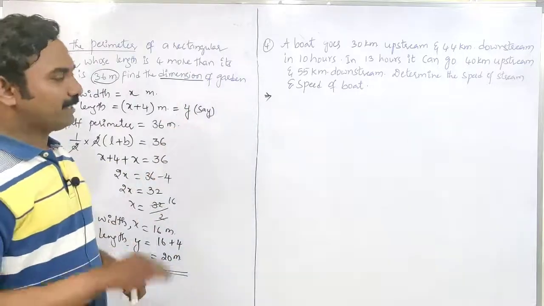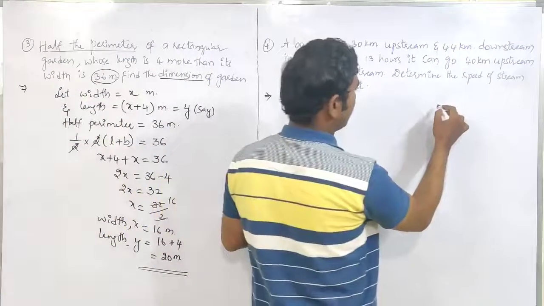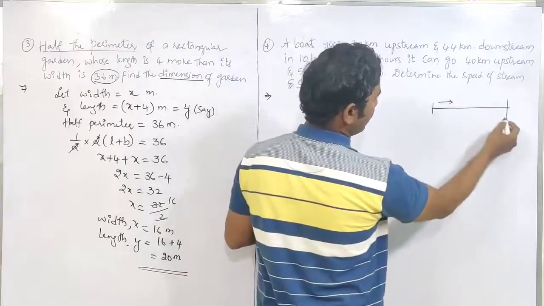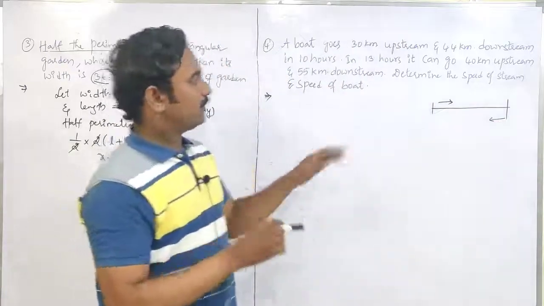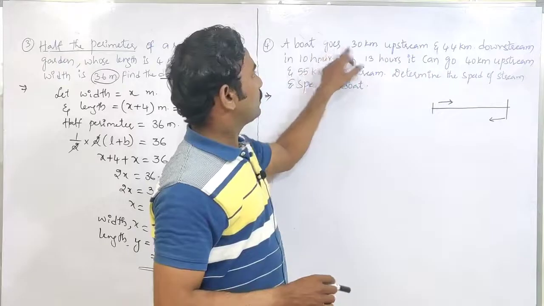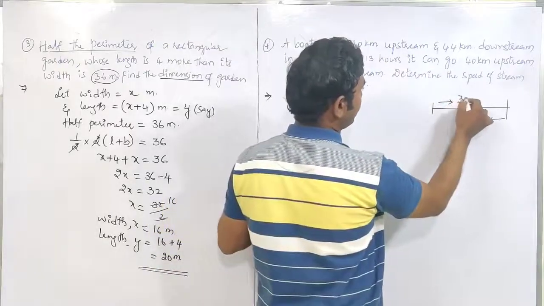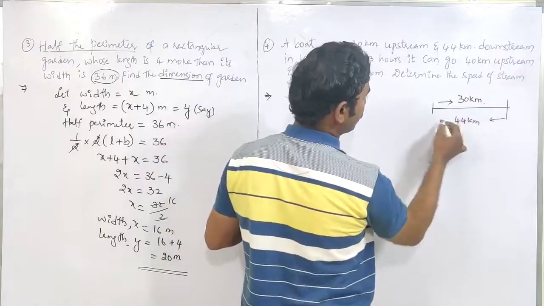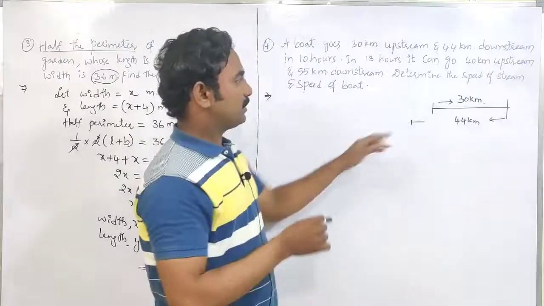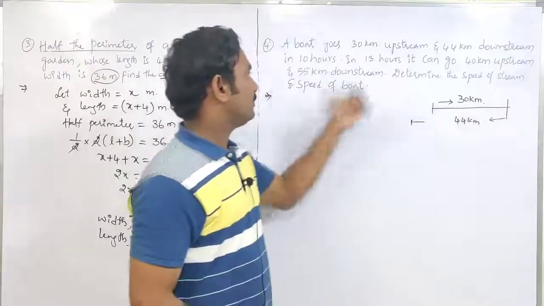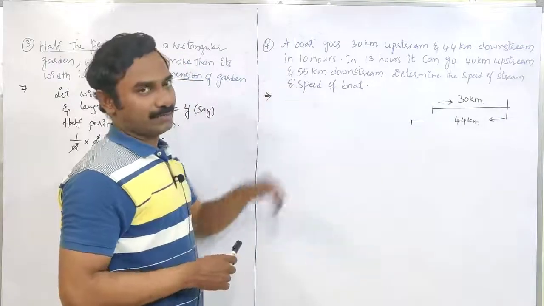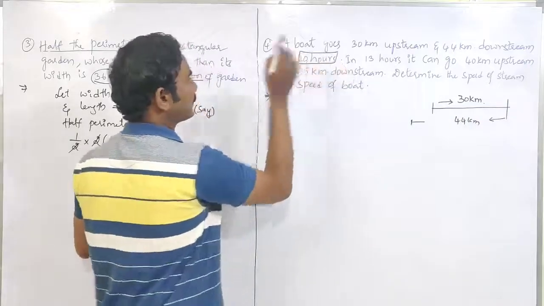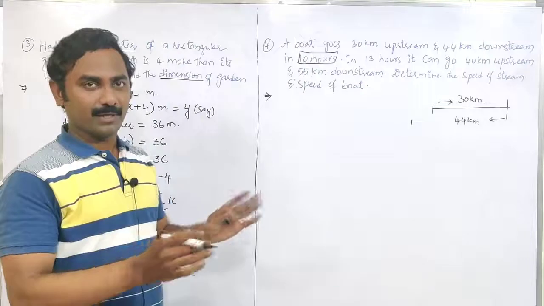Now look at the next question, the fourth one. A boat goes 30 kilometers upstream. Let us take a boat going from here to here, upstream, and it is coming back again downstream. The boat goes 30 kilometers upstream and returns 44 kilometers downstream in 10 hours. So it is going both upstream and coming back downstream. Total time taken is 10 hours.